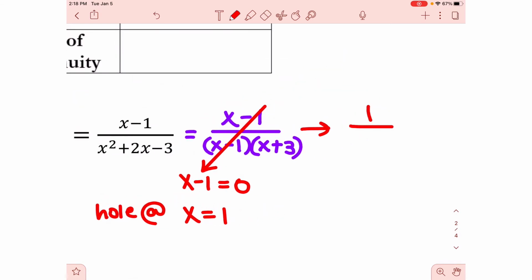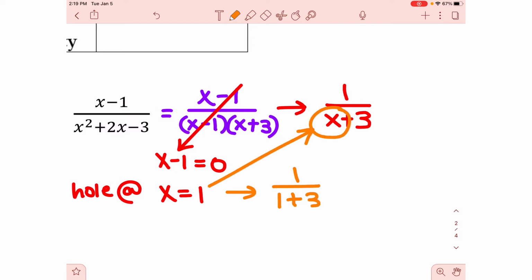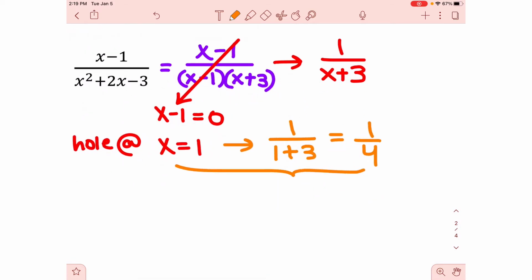But let's find the y value of that hole. Well, I have to plug into the simplified function, which is 1 over x plus 3, to find the y value of the hole. So that's going to be 1 over 1 plus 3. I just plugged in this x value here, and that's going to be 1 over 4. So the hole is at 1/4.